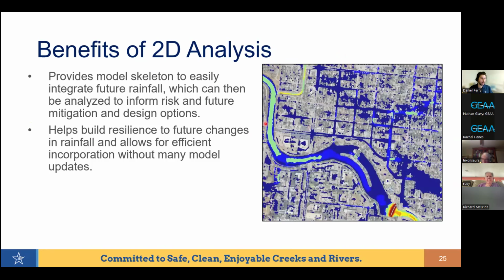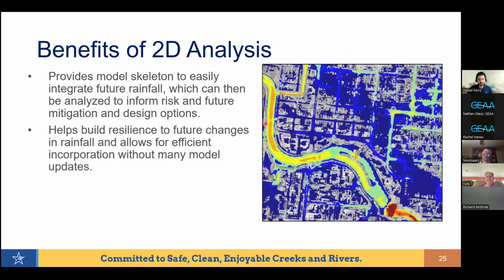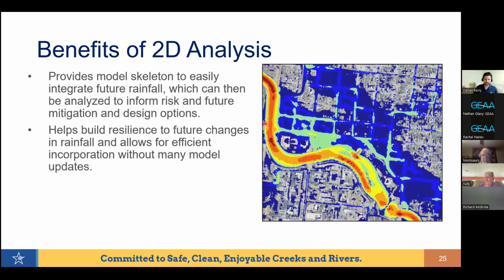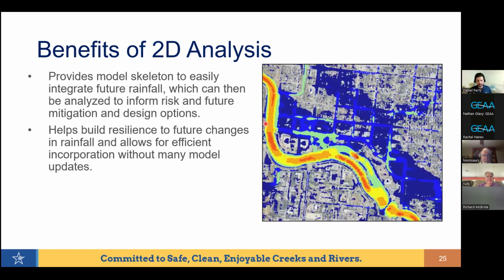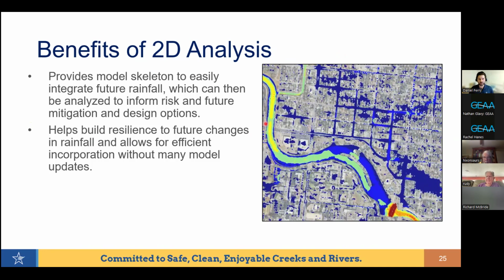So there are a lot of benefits for 2D. It's a flexible and easy model to update with any new rainfall data, which is what we did with this future rainfall information that we had. So all we had to do was grab the future rainfall hydrographs and incorporate them into the model and run it, and then we can see the differences. It lets us quickly see how the changing rain patterns might affect flood risks over time.